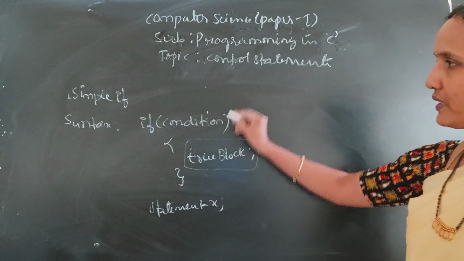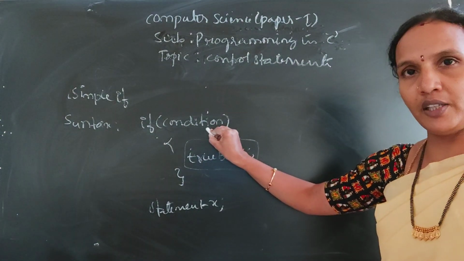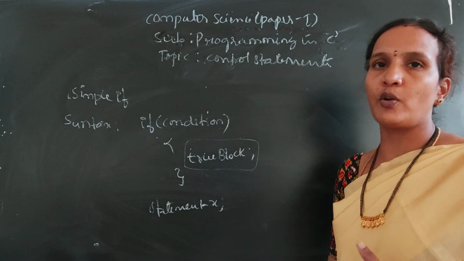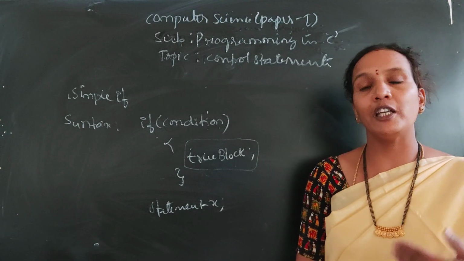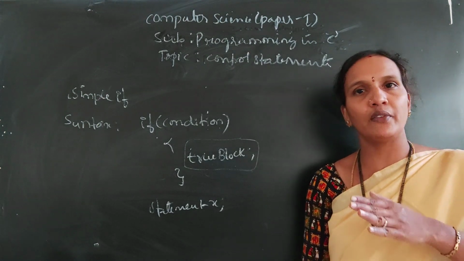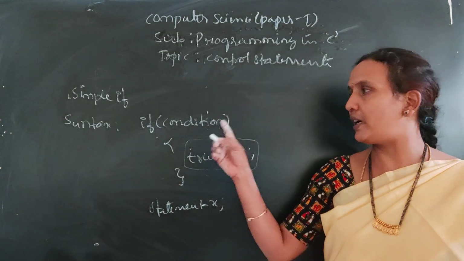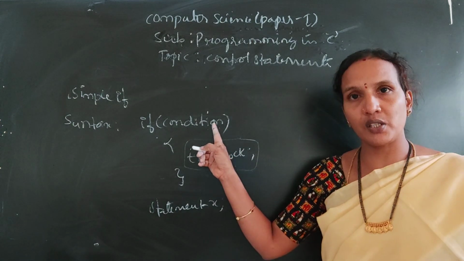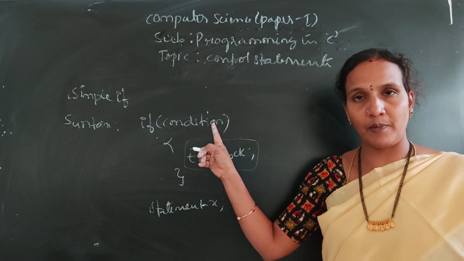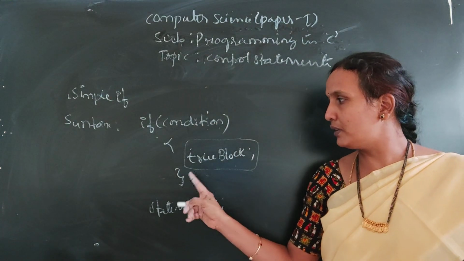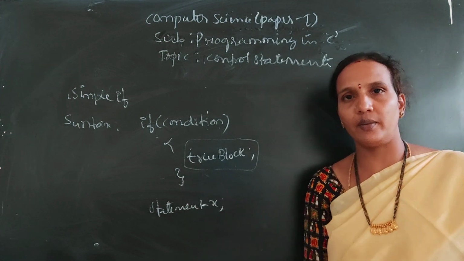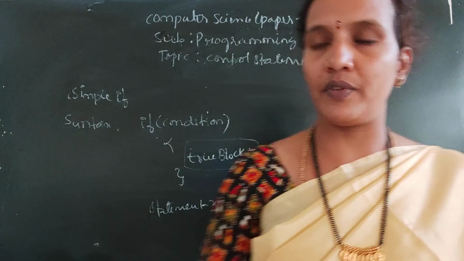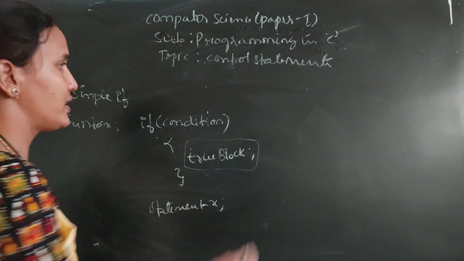You write the syntax. If the given condition is true, the true block will be executed. The true block means whatever statements you have written in this block, it may be your name, it may be your class, whatever it may be, it doesn't matter. If the condition is true, this block will be executed. If the given condition is false, the statements immediately following the true block will be executed. Now you take a screenshot of this. I will give you the flow chart.